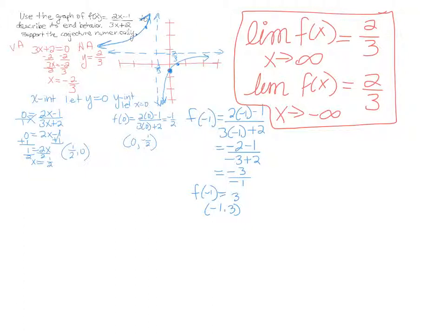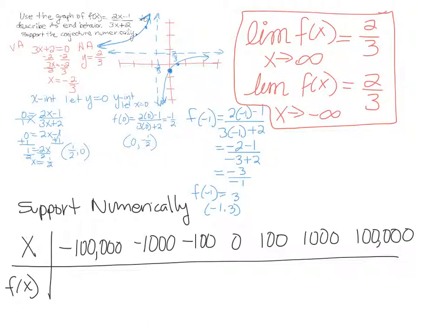Now, what if it's numerically? Well, if it's numerically, then I need to create a table of values. So here I set up my table: negative 100,000, negative 1,000, negative 100, 0, 100, 1,000, and 100,000. So again, go to the second table set, change it to ASP mode, and then put the value negative 100,000. What is the y value? The y value is 0.6666, and it keeps on going, 7.